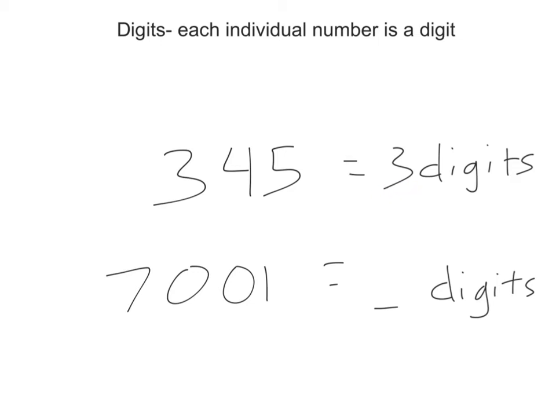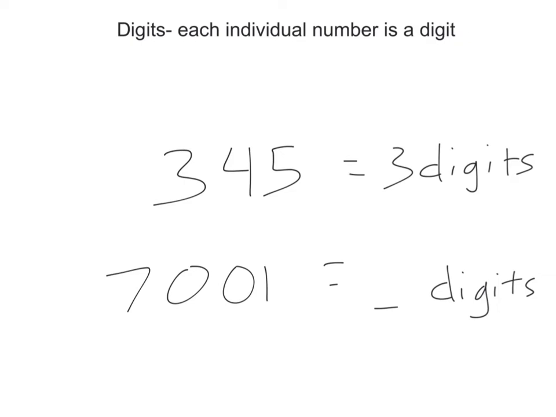The way they'll ask problems like this is they may ask you how many digits are in the number. They may also ask what the last digit in the number is, so you may have to answer 5 or whatever the last digit may be. They may ask what's the middle digit, things like that. It all depends on what they ask. But the big piece that we really talked about was that each individual number is a digit. So in 345, that was 3 digits.